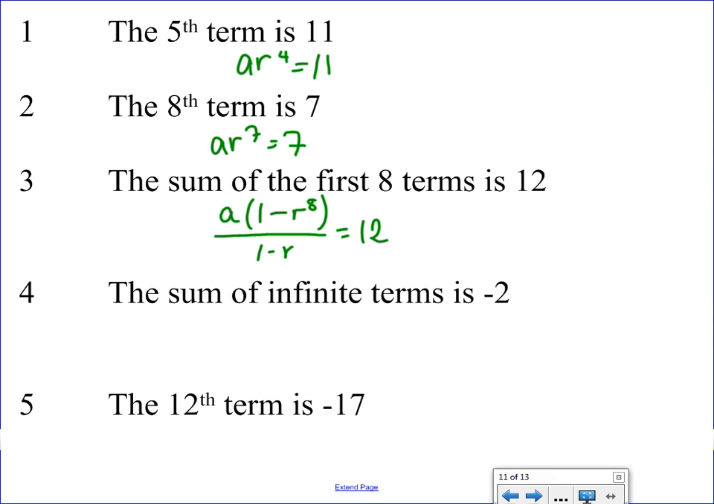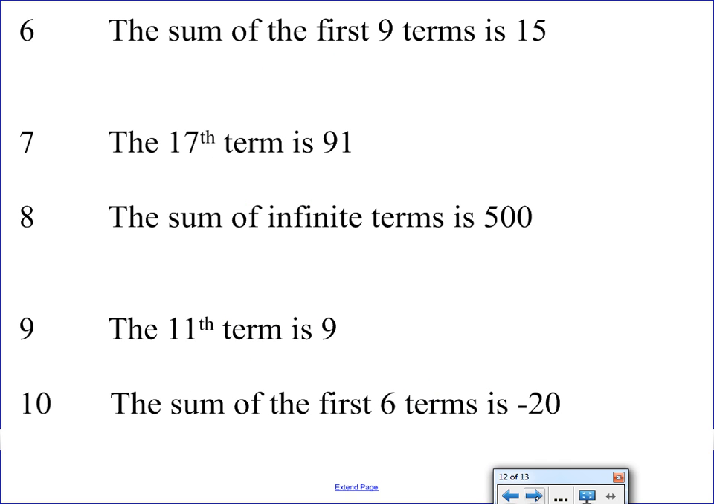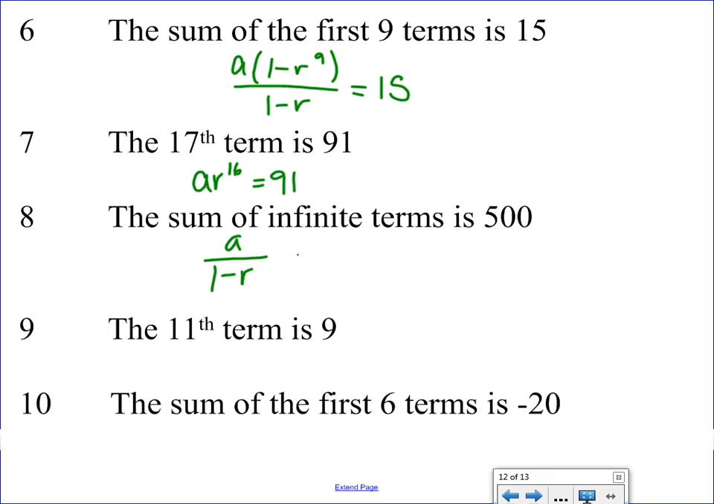The sum of infinite terms is minus 2, so a over 1 minus r is minus 2. The 12th term, ar to the 11, is minus 17. Next. The sum of the first 9 terms, so that's a times 1 minus r to the 9 over 1 minus r, is equal to 15. The 17th term, so ar to the 16, is 91. The sum of infinite terms, so a over 1 minus r, is 500.